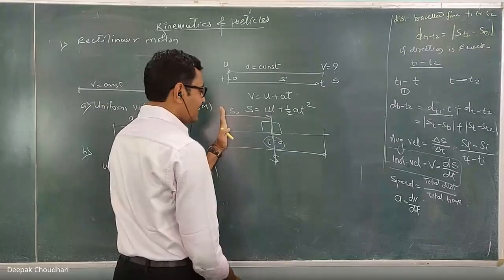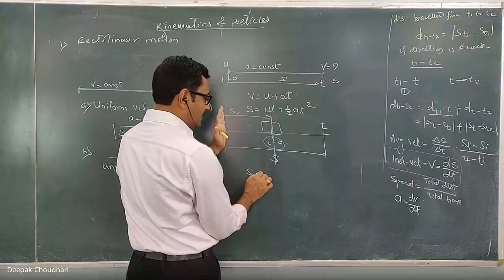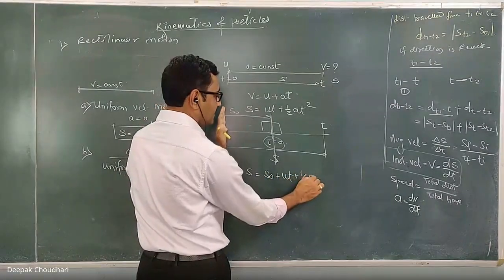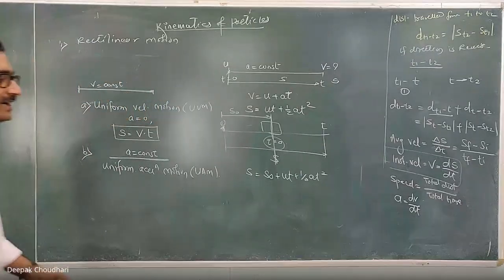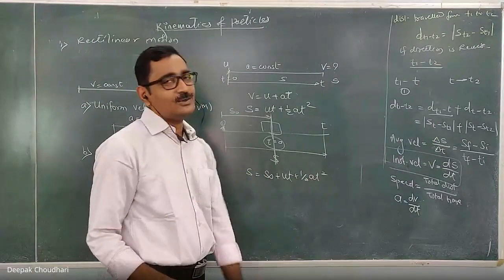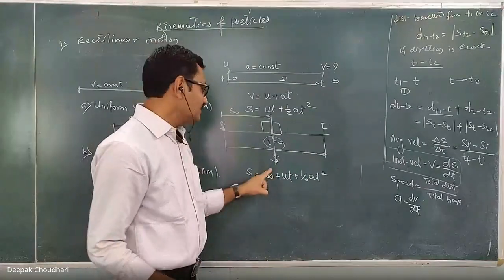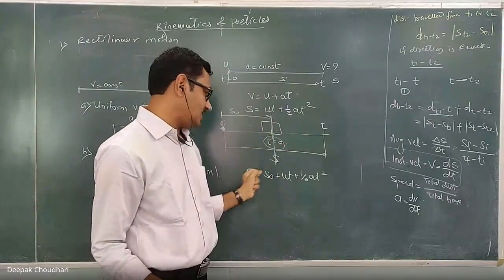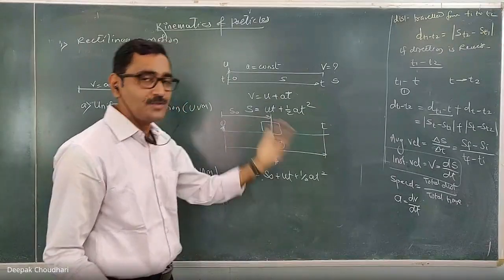If I consider this as the origin, then the total displacement at any time t can be written as S equal to S0 plus ut plus half at square. This is the initial displacement, the displacement of the particle at t equal to 0, and this is the displacement of the particle at t equal to t. So we are assuming that S0 is 0 means the particle begins its motion from the origin. Otherwise the particle does not begin its motion from the origin; it starts its motion from some other point.